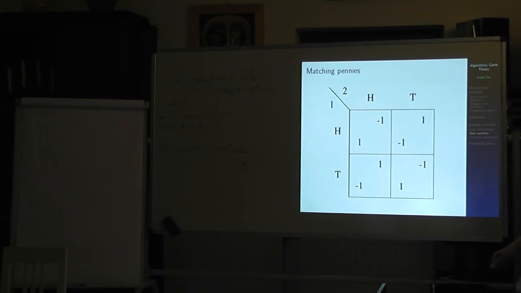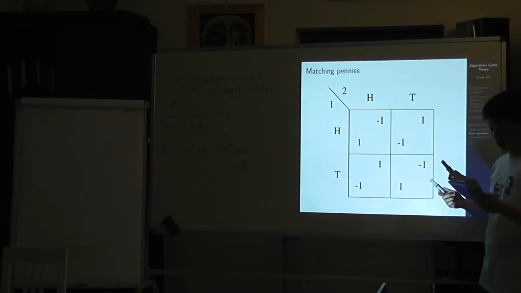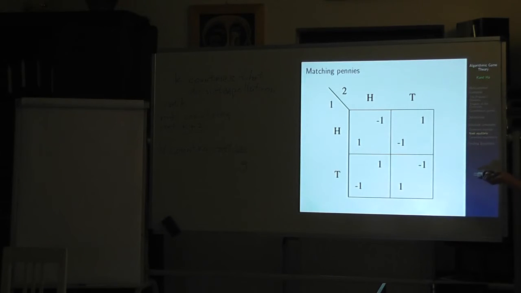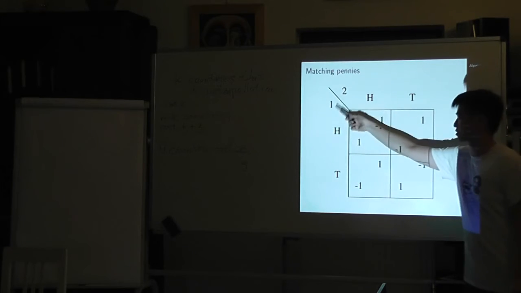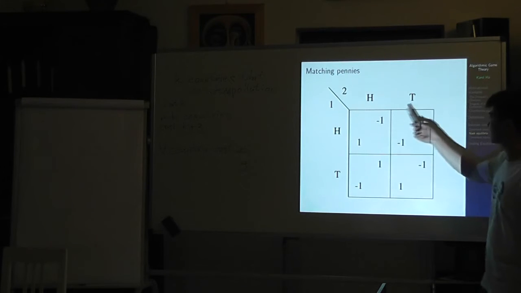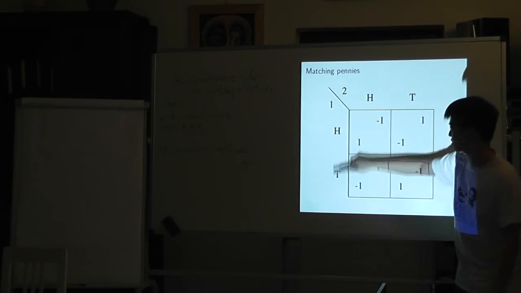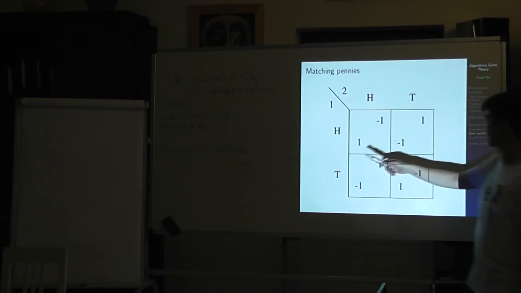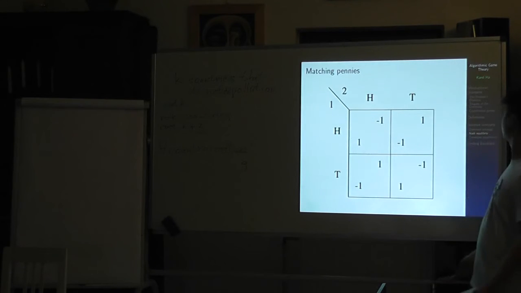There is another game. This game is called Matching Pennies. I introduced this game because not every time you have a pure Nash equilibrium. In this game there are two players, first and second. Every player has a coin. He can either show heads or tails. The first player is a matcher. He wants the pennies to match.